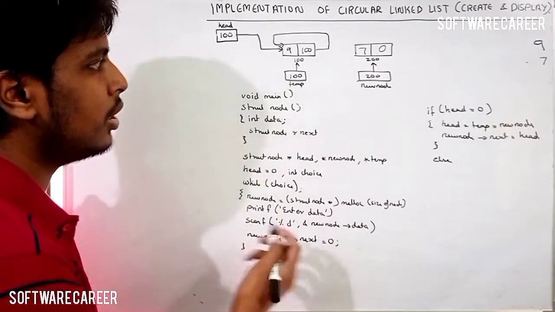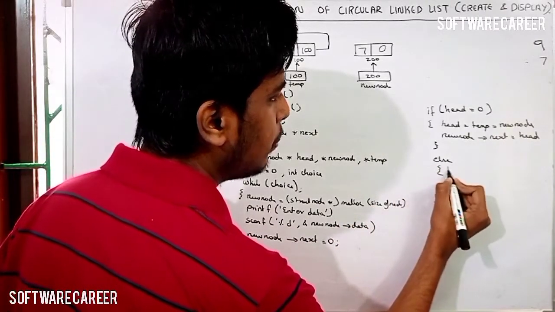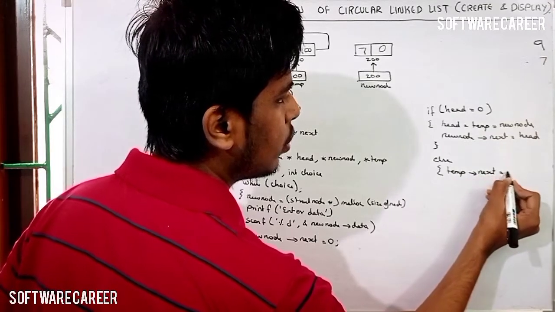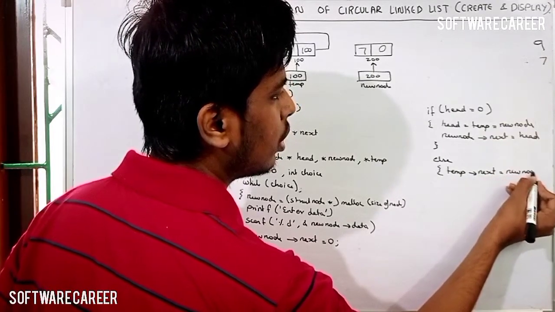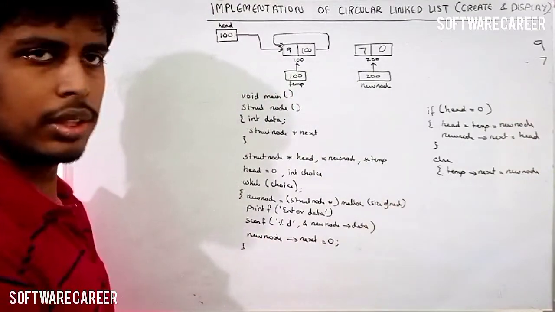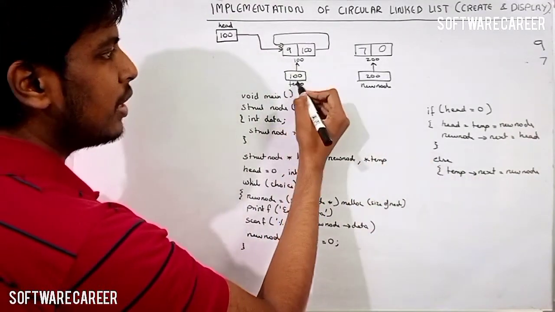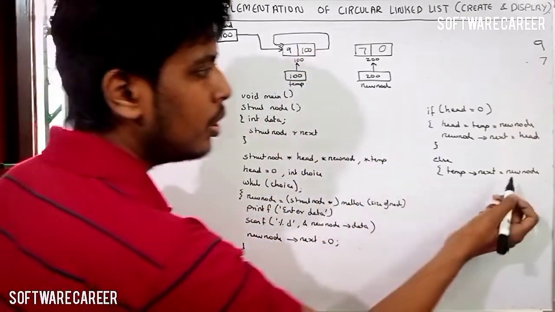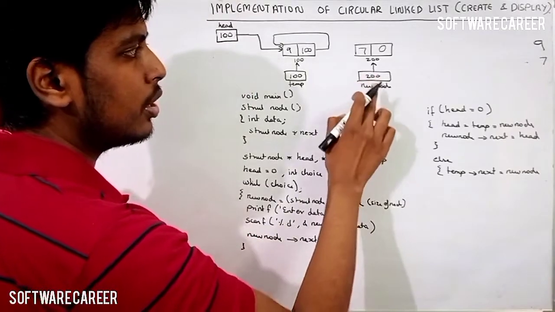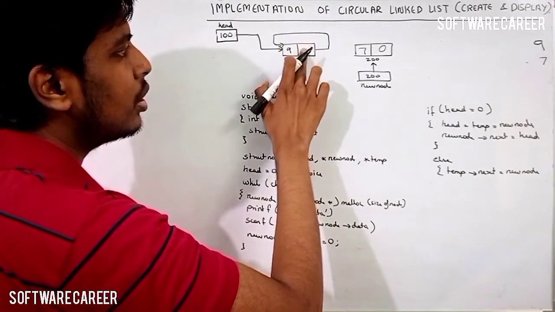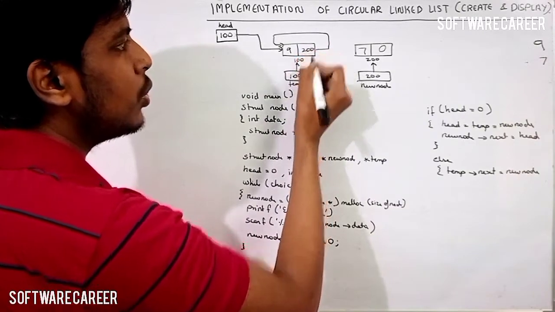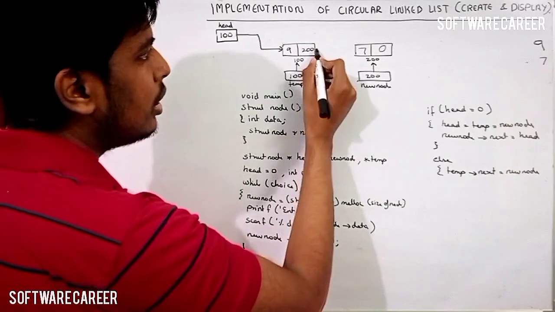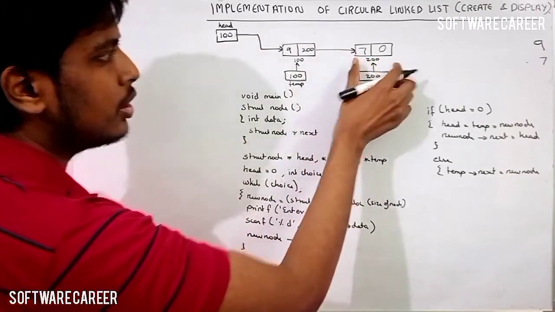How can you do it? See here, temp next equals to new node. See, this is the step. Now what is temp next? Temp next is 100. 100 next is this pointer part. In this pointer part I should store new node value. What is new node address? 200. So I should store here 200. Now if I store here 200, this link will get erased, and this pointer will point towards this second node.